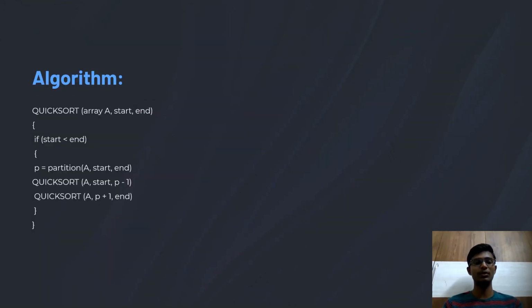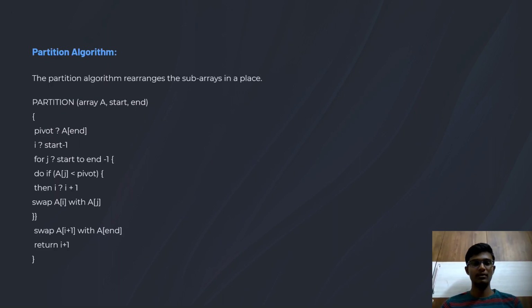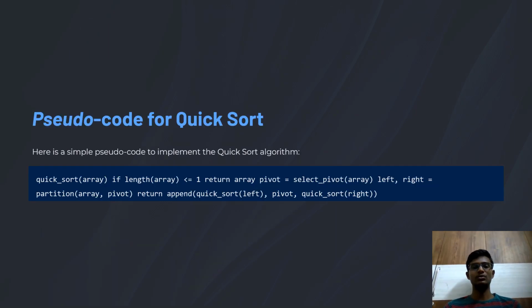This is an algorithm for the quicksort program. In this algorithm, a quicksort function is called, and inside the quicksort function, there is another function called the partition function. We saw the algorithm of quicksort, and in that algorithm we saw a partition function, and this is that partition function. This is an algorithm for that partition function. The partition function is used to divide a list or an array into subarrays and arrange it. It is used for rearranging the array or list. There is also a simple pseudocode to implement the quicksort algorithm.